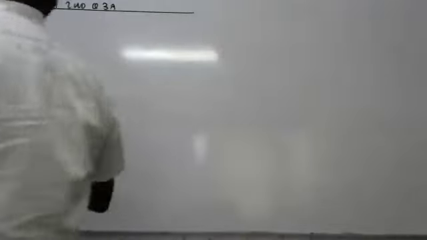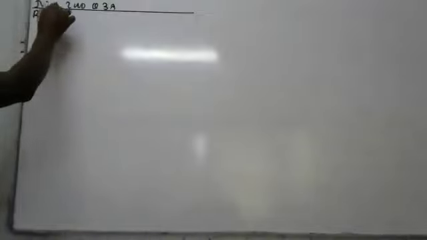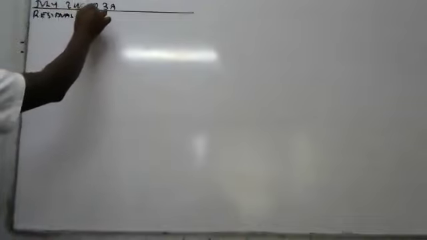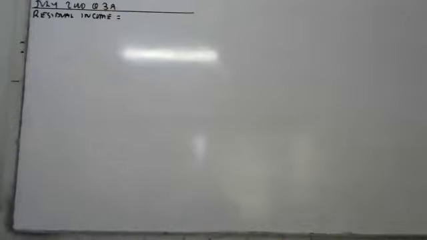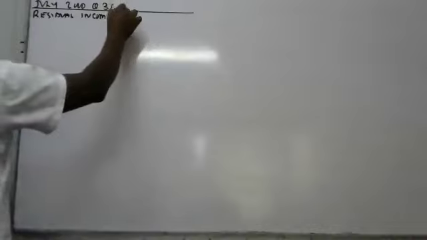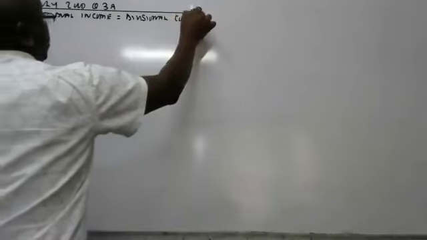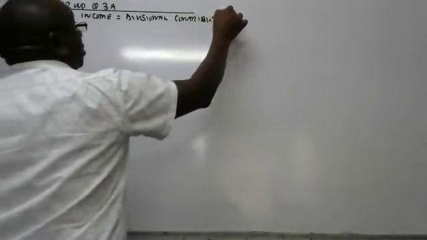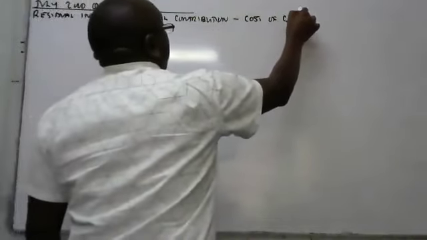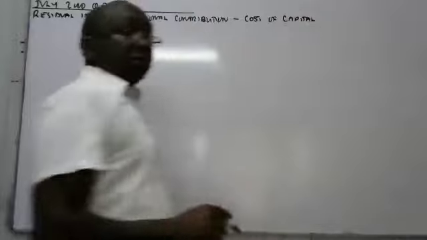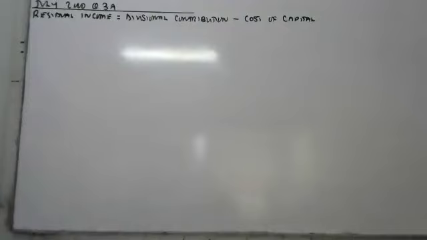So the first thing is to write the formula of residual income. Residual income is given as divisional contribution minus the cost of capital.